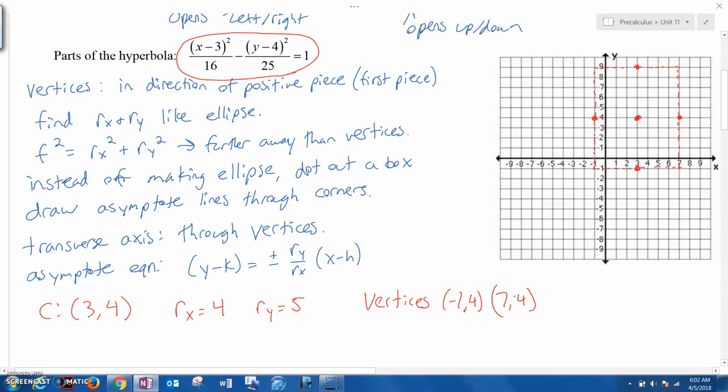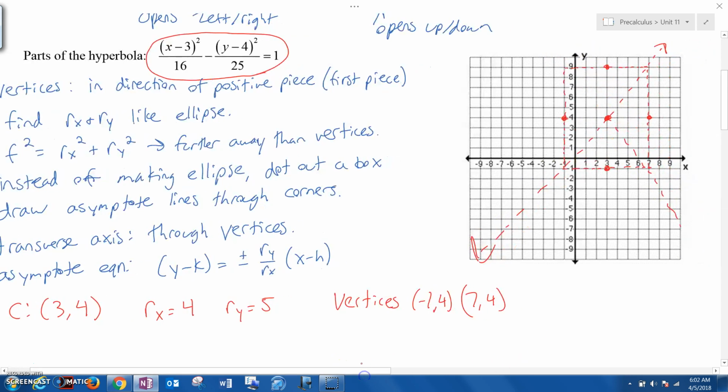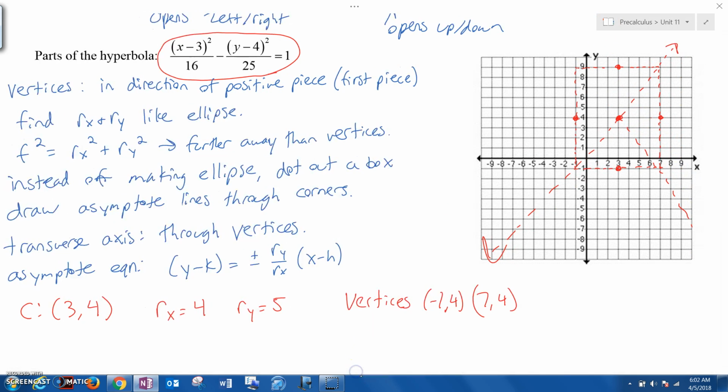Now here's how you draw a hyperbola. You see these corners? We're going to make a line that goes through the center and through the corner. Again, we're dashing because these are not the actual hyperbolas yet. We'll get there in a second. Hope I shouldn't have moved over too much so you guys can still see the words. So those are called the asymptote lines.